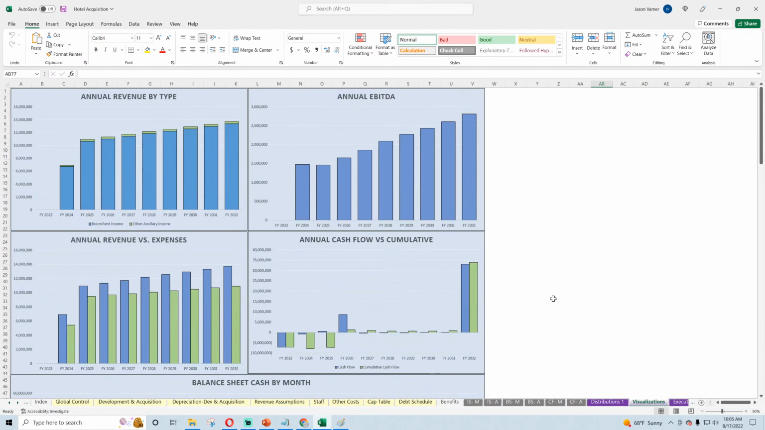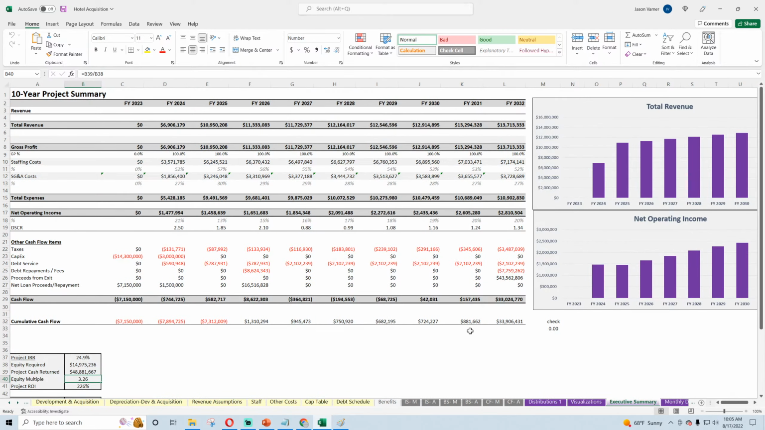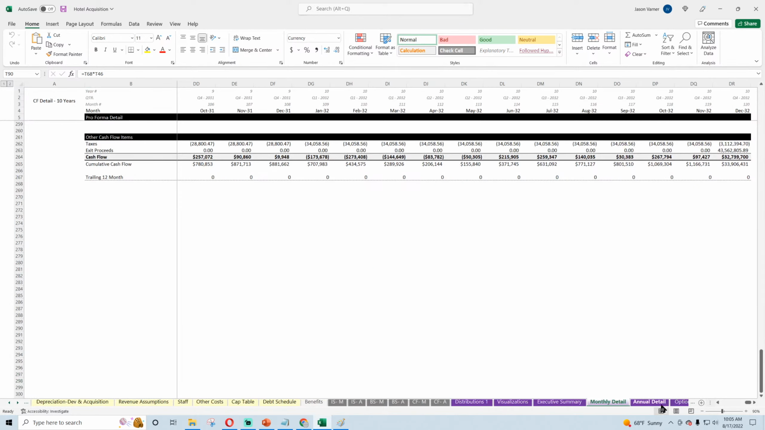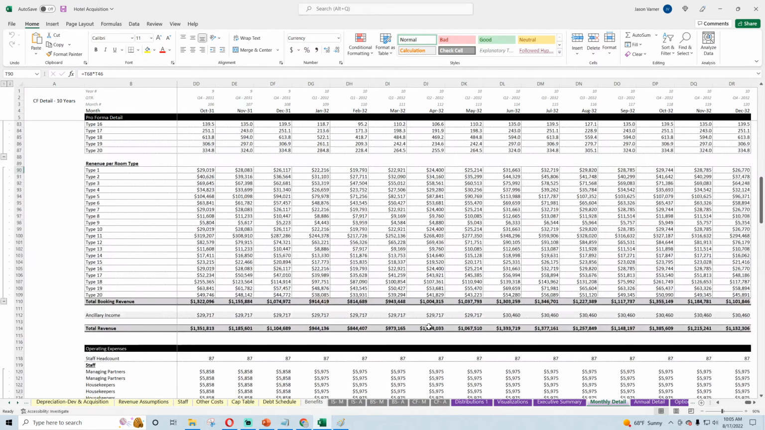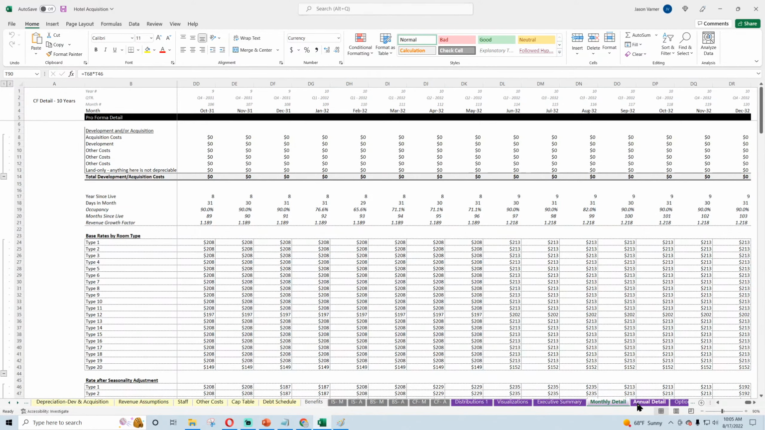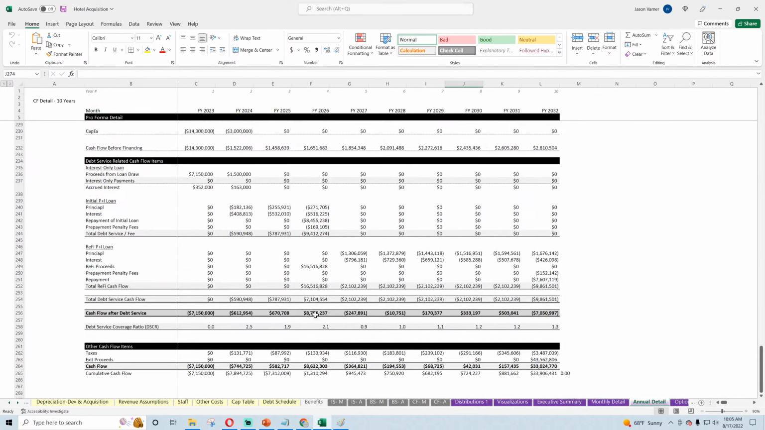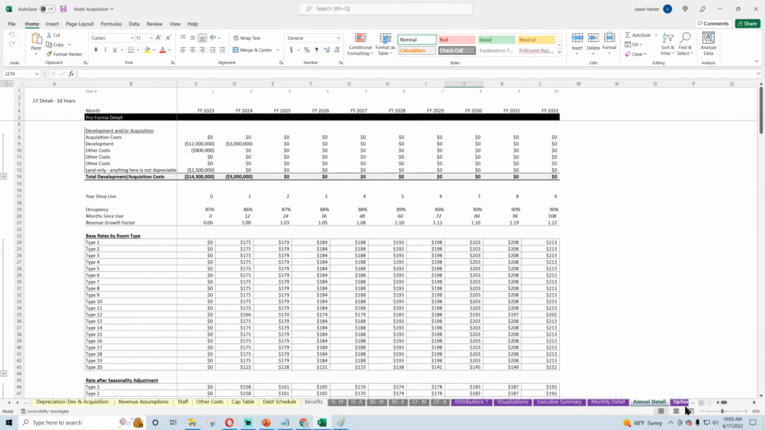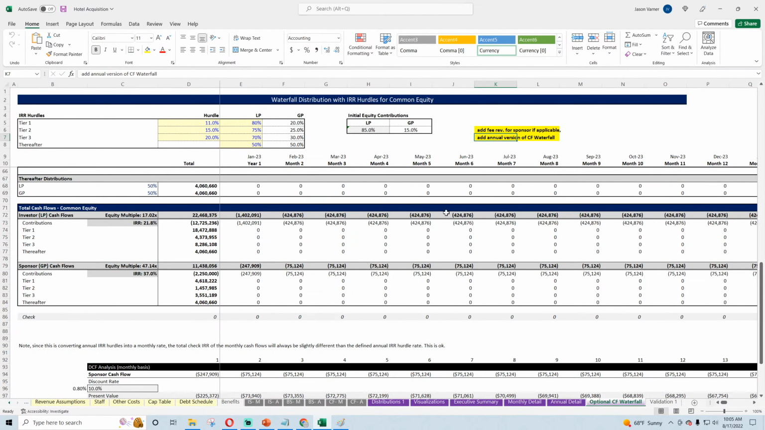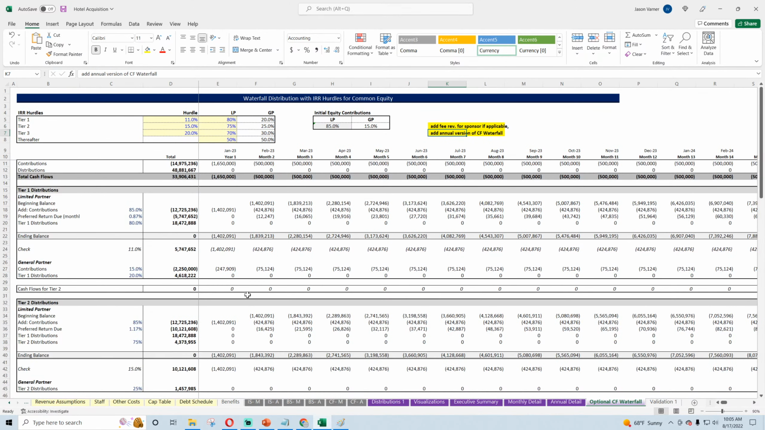We're going to have to update some of these visuals. The executive summary was completed, and then the monthly and annual detail, where you see all this stuff with occupancy and costs and all that. We're going to spend a lot of time here. Let me zoom out on this. This is a GP and LP structure. We're going to spend some time on this for sure.